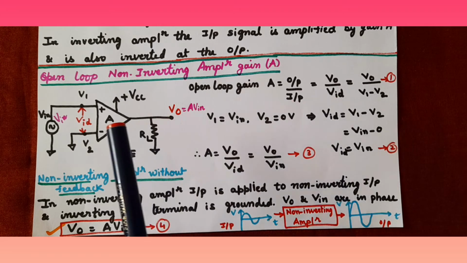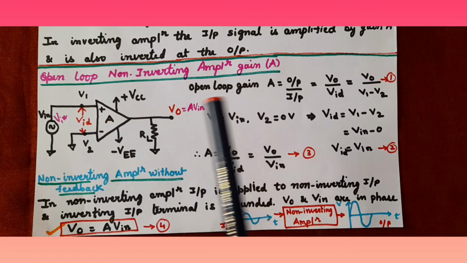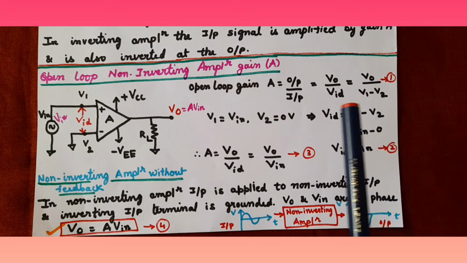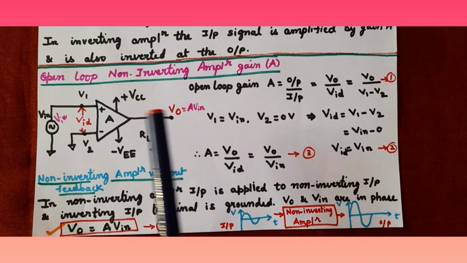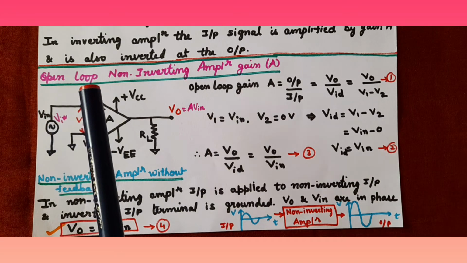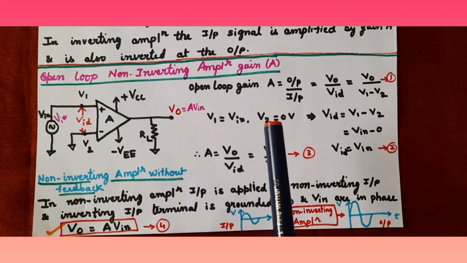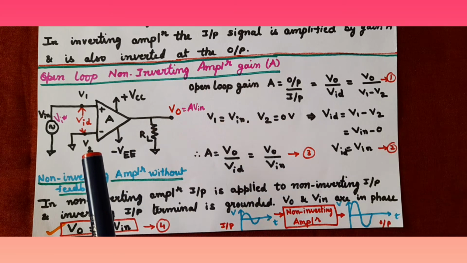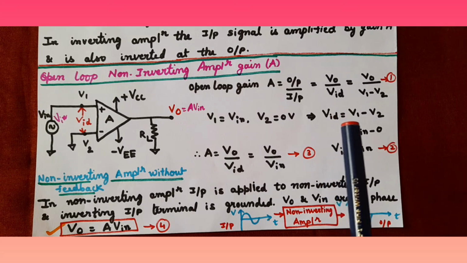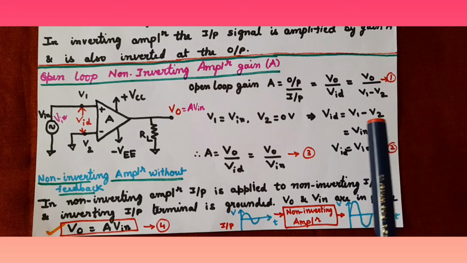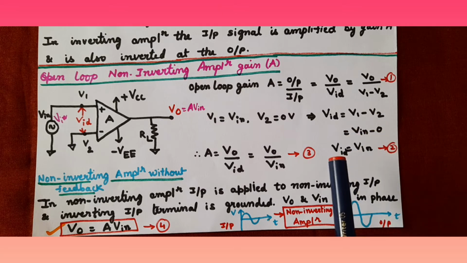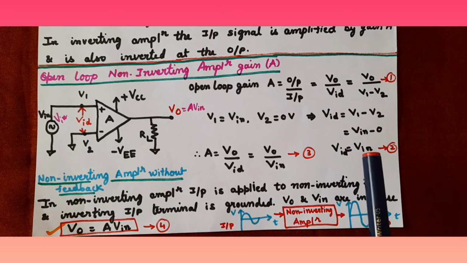What is VID? Difference input voltage. VID is equal to V1 minus V2. How much is V1 voltage? V1 is equal to Vin because Vin is connected to V1, and V2 is 0 because it is connected to the ground. So what is VID coming to be as? V1 minus V2, where V1 is equal to Vin and V2 is equal to 0. So we get VID is equal to Vin.